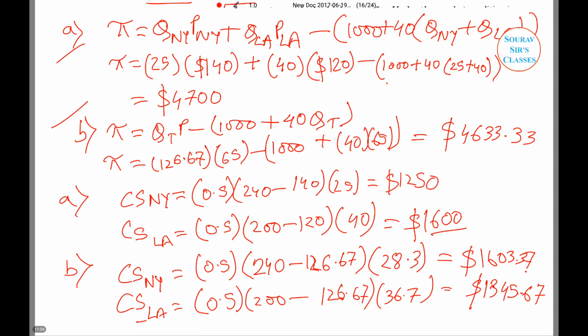Thus, the New Yorkers prefer B because the equilibrium price is 126.67 instead of 140, thus giving them a higher consumer surplus. The customers in Los Angeles prefer A because the equilibrium price is 120 instead of 126.67, giving them a higher consumer surplus.